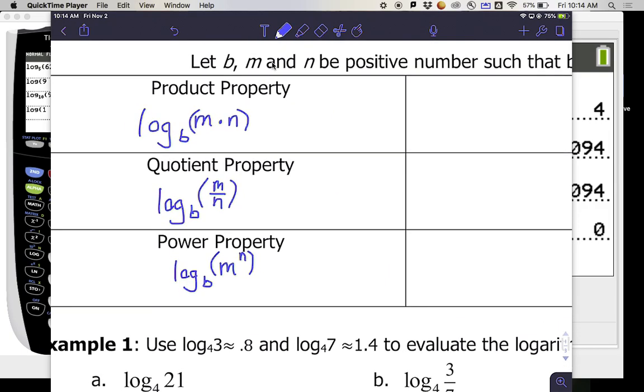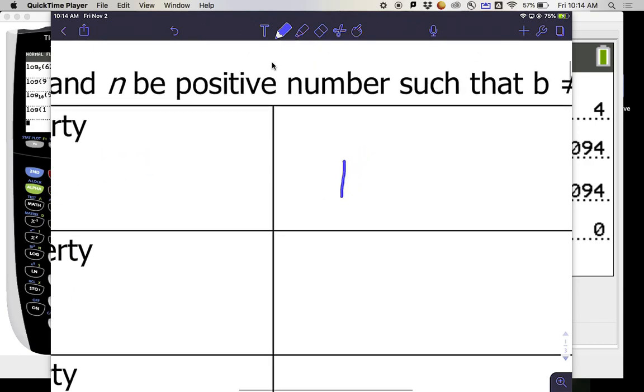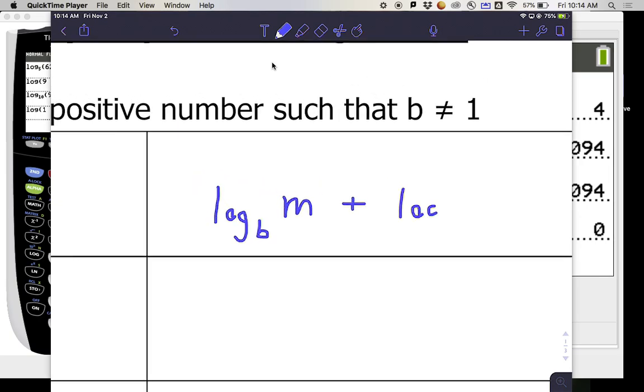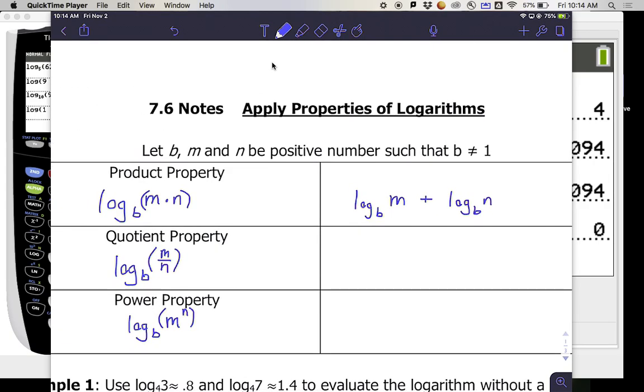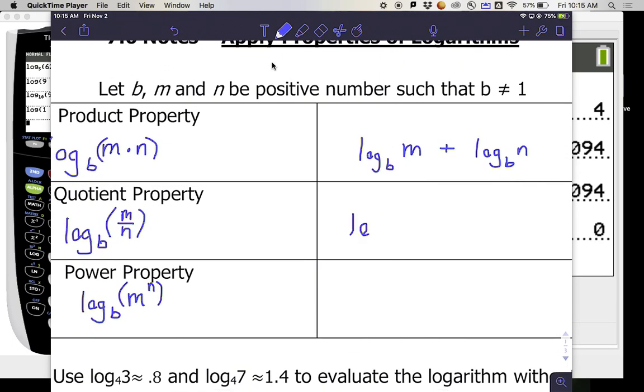So first of all, the product property with logs, we can say that if you have log base b of m times n, we can actually split up the logs like this. We're going to write log base b of m, and then plus log base b of n. So whenever we are multiplying two things that we're doing logs of, you can split it up with addition of two separate logs.